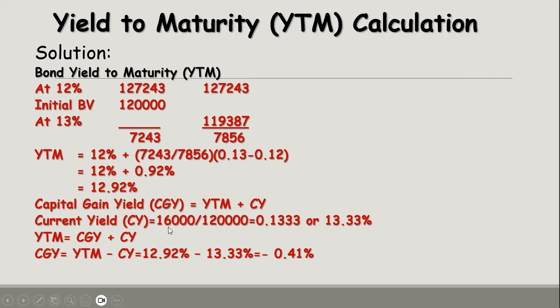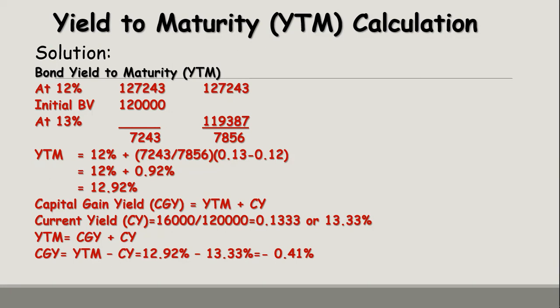On the other side, the current yield comes to 16,000 divided by our initial investment, which is equal to 13.33%. So here we have two values: one is the yield to maturity and the other is the current yield. The capital gain yield is equal to yield to maturity minus current yield. It comes to 12.92% minus 13.33%. Here we have a capital loss of 0.41%. It's the case when the bond is offered at a premium.